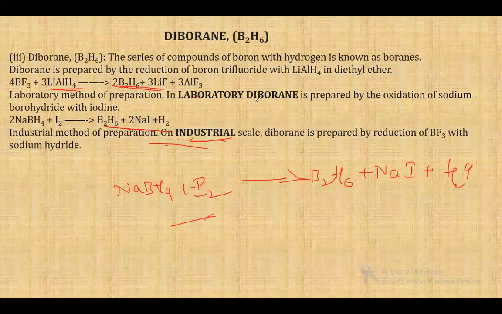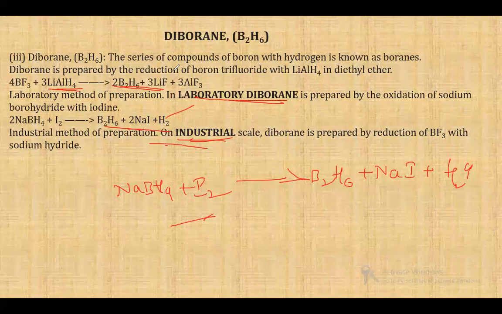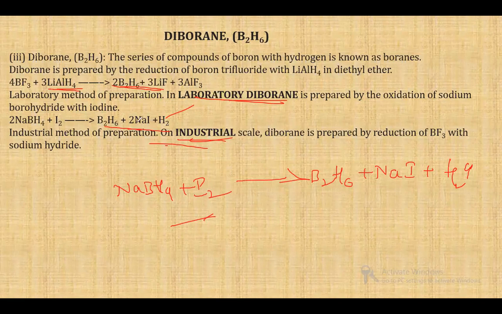And this B2H6 is formed by treating with lithium aluminium hydride in the laboratory method. Here is the equation for the laboratory method of preparation. So these two methods you need to remember. In industrial scale, diborane is prepared with boron trifluoride, BF3, with lithium hydride. This also can be prepared with lithium hydride.